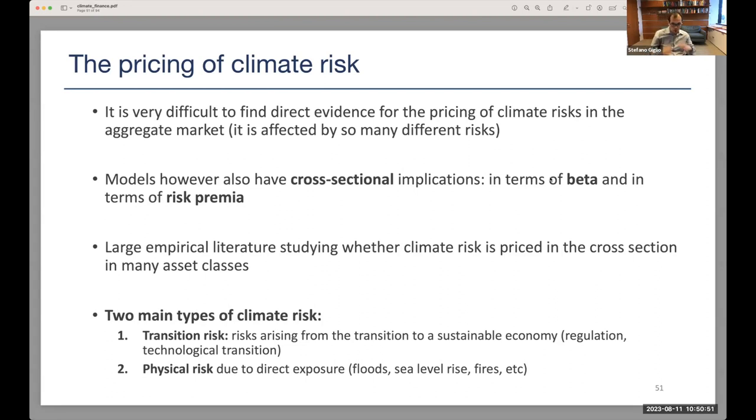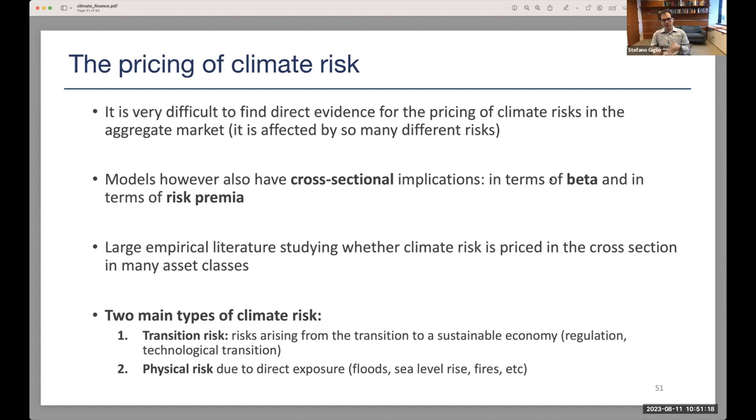So I would encourage you, when you read papers about this, to really think about which of these two questions is investigated. Some papers do one, some papers do the other. Some papers measure the beta and focus on the beta question. Some papers take the beta as given. They say, I'm going to assume that this particular firm is more exposed to this risk, and then they measure the risk premium. These are different questions.